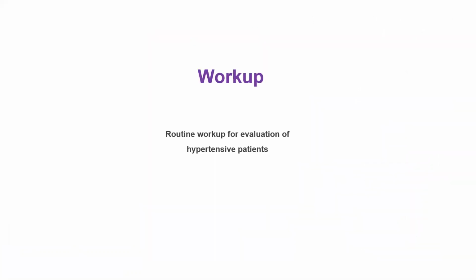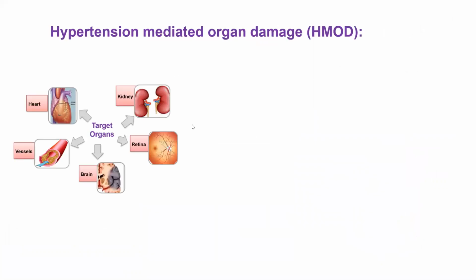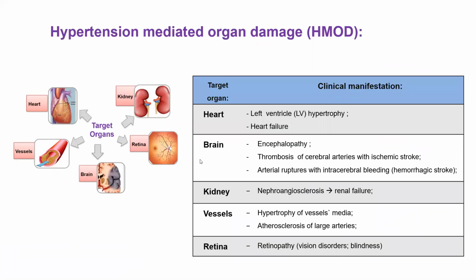Routine workup for evaluation of hypertension patients means assessment of target organs. We should assess all the above-mentioned hypertension-mediated organs because they have very high clinical meaning. For instance, damage to the heart is manifested in the clinical setting by left ventricular hypertrophy, by the onset of heart failure, or by ischemic heart disease.